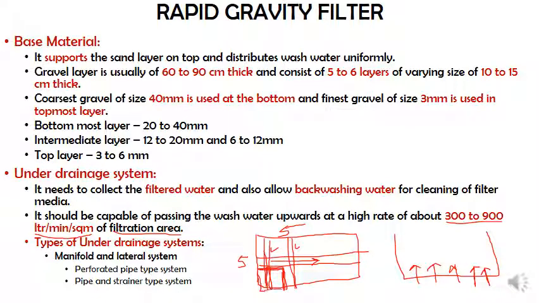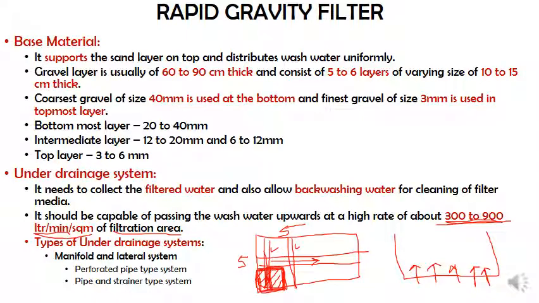If I want to push the water from this under drainage system over the filter media, then per square meter of area I want to push up how much? 300 to 900 liters per minute of water. That is, I want to push up 300 to 900 liters per minute of water through the small section of pipe which is available inside this 1 meter by 1 meter area. This is what this entire capacity means.